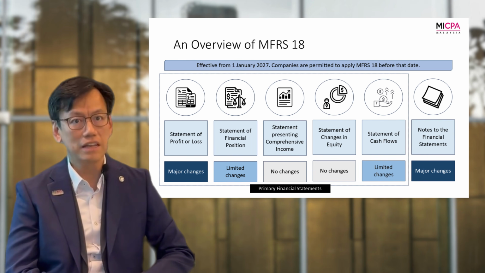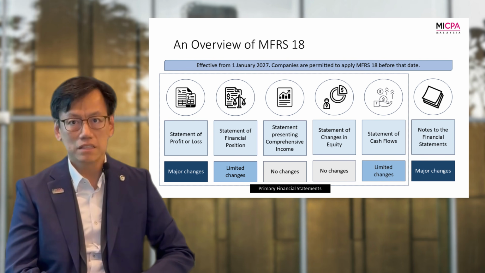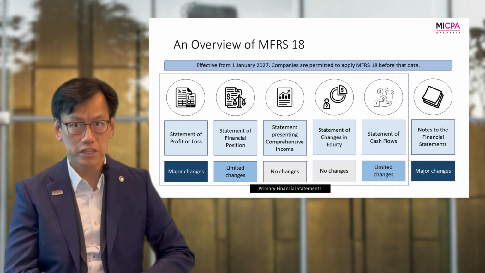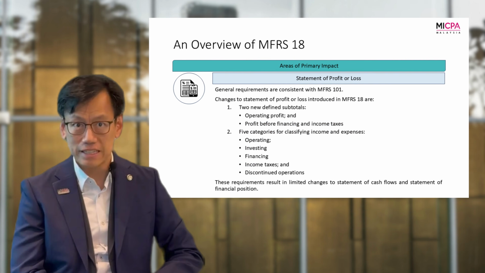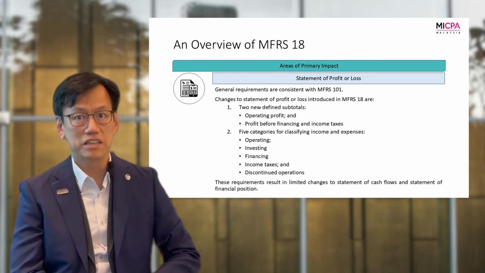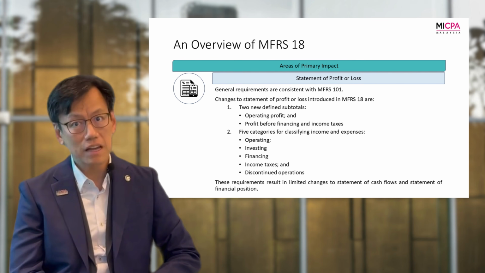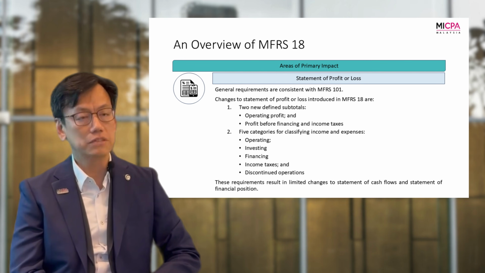As such, the standard results in major changes in the statement of profit or loss and notes to the financial statements. There are only limited changes to specific requirements for the statement of financial position and the statement of cash flows. So MFRS 18 retains the general requirements in MFRS 101, such as complete set of financial statements, identification of financial statements, frequency of reporting, as well as comparative information.